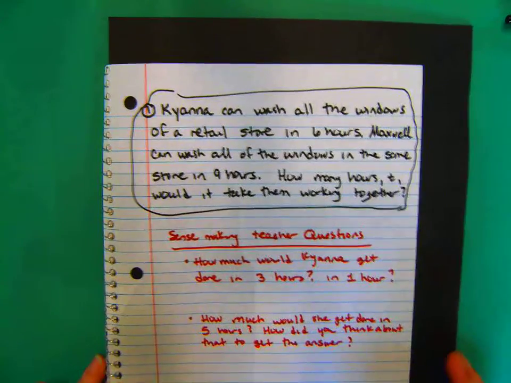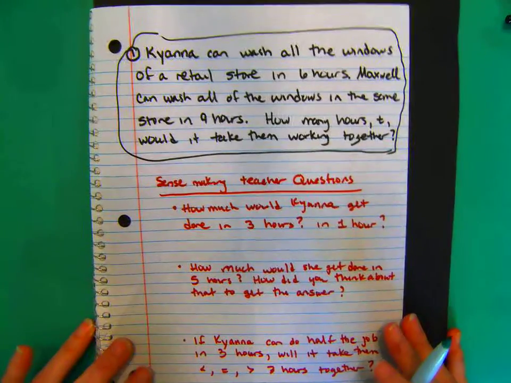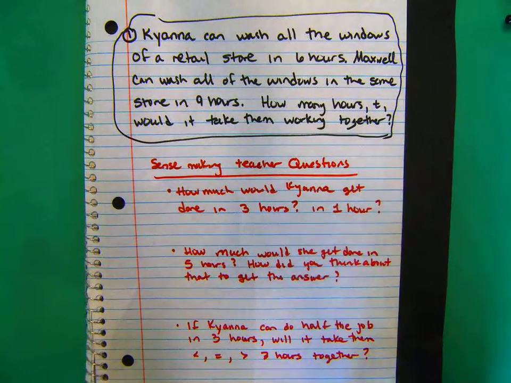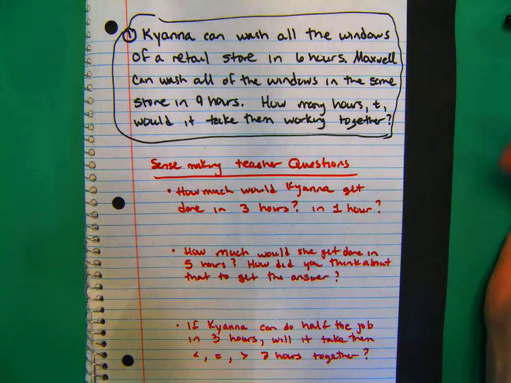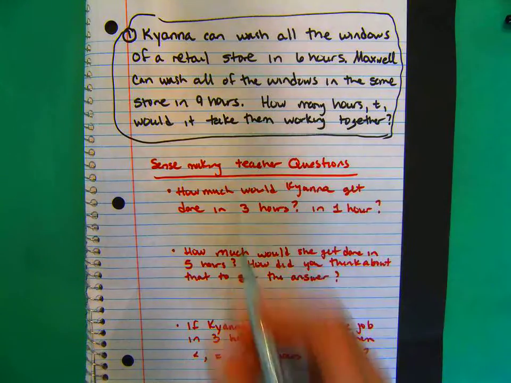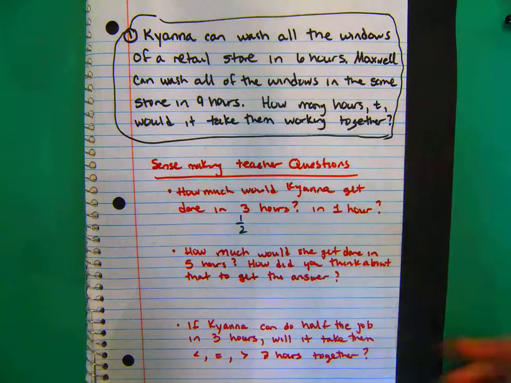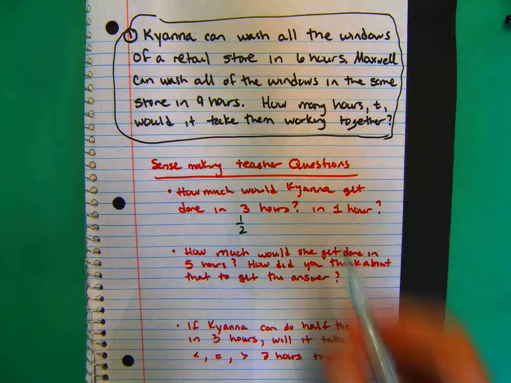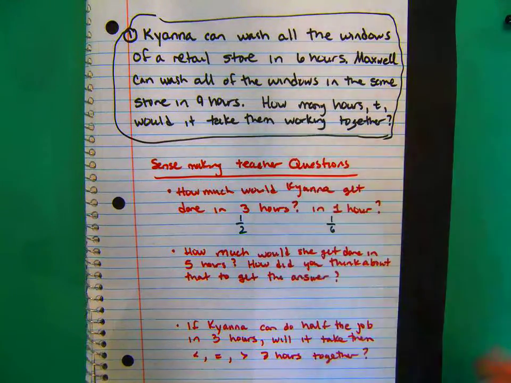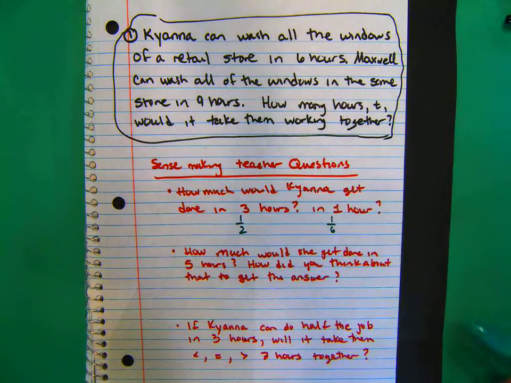And so some questions you might ask to help them make sense of that problem are, well, how much would Kiana get done in 3 hours? If she could do the whole job in 6 hours, how much is she going to get done in 3 hours? Usually you'll get a half from them on that. How much would she get done in just an hour? Well, 1/6. You're really likely to get at least one live body in the classroom that would know that that would be 1/6 of the job.